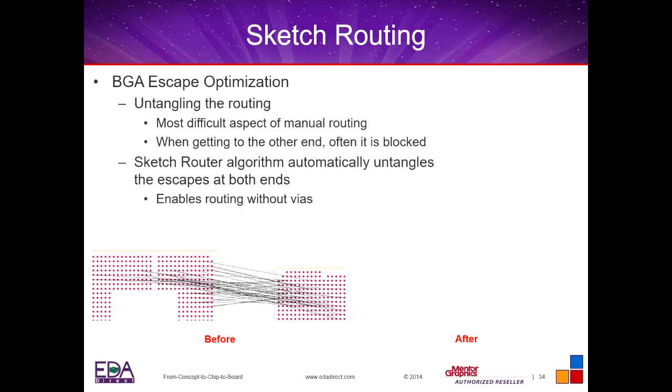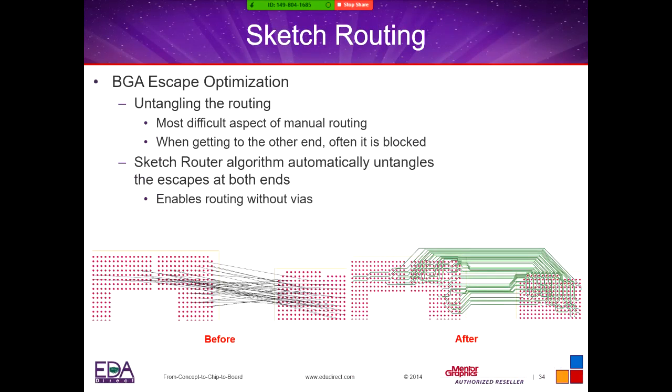Here is what I'm talking about, the BGA escape optimization. You can see in here the before, with all the tangled lines, because we haven't gone into the BGA and done a lot of pin swapping or things like that. You don't need to do that when using the sketch router. What it's going to automatically do is use its algorithm and untangle those lines for you, so that you can have the best location to route from BGAs to whatever components you're routing to without any vias.